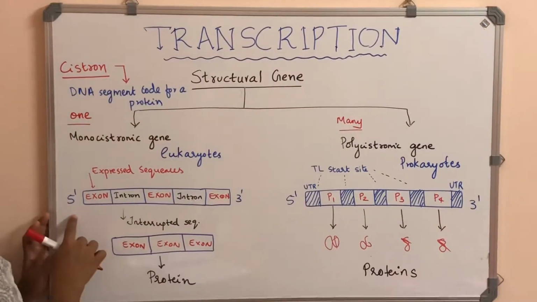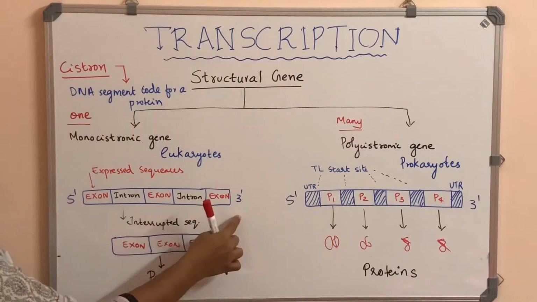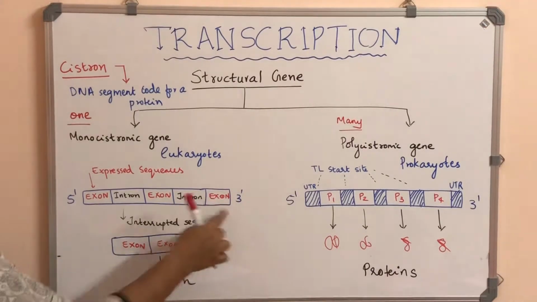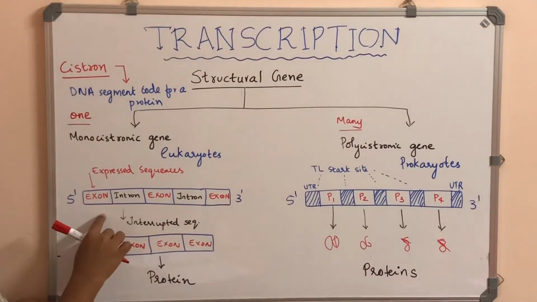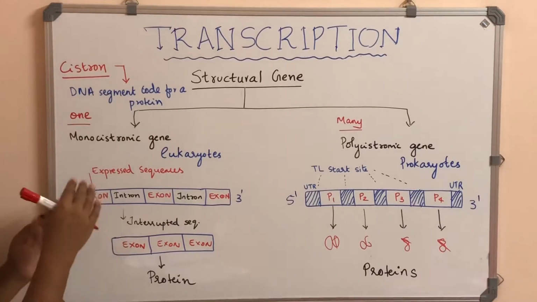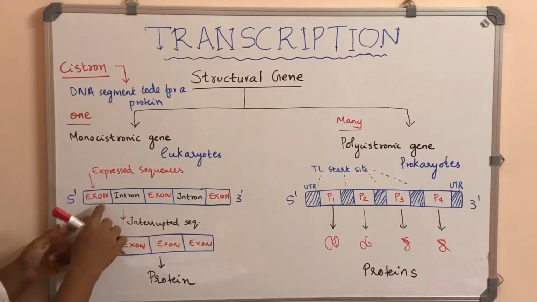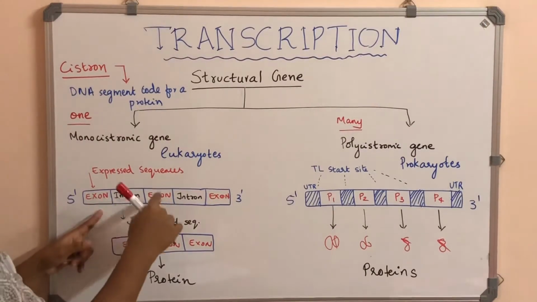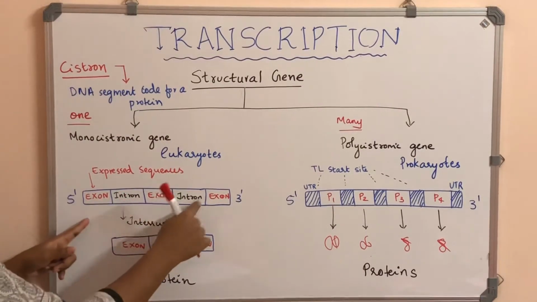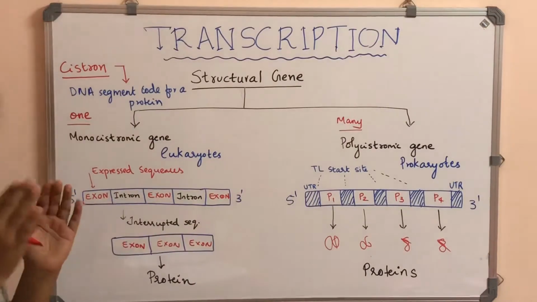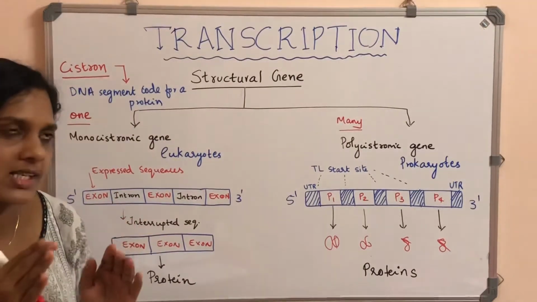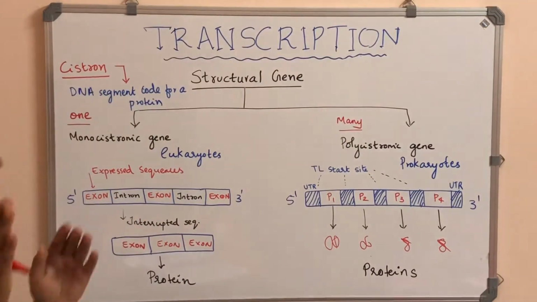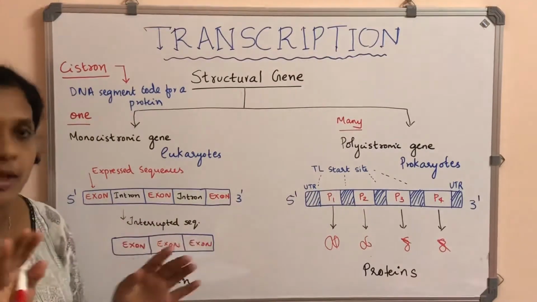Draw a DNA segment in the 5' to 3' direction. We have exons, which are expressed sequences, followed by introns, which are interrupted sequences. Then comes exons, intron, exons. Exons are the expressed sequences; they code for a peptide. The introns won't code for a peptide.